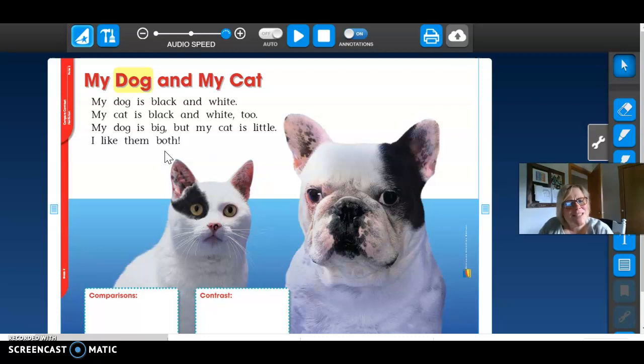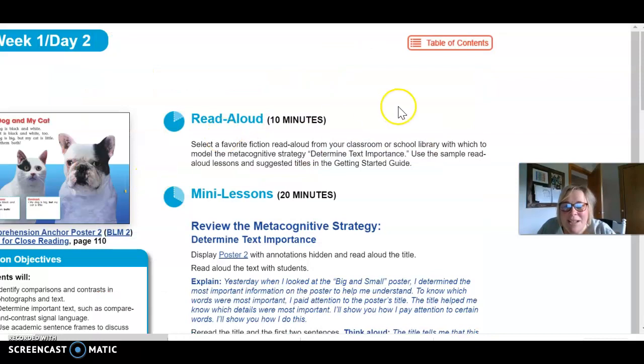How about what did they say? What did the author and the words say was different about them? My dog is big. My cat is little. So that's what's different. And at the end, the author says, I like them both. Yeah, when we have pets, we like them both, right? Excellent job. I'm going to go ahead and switch to the next poster here.